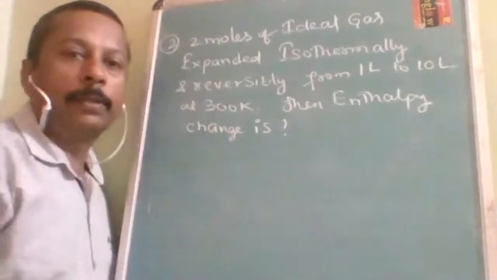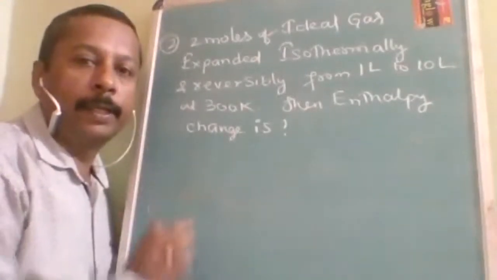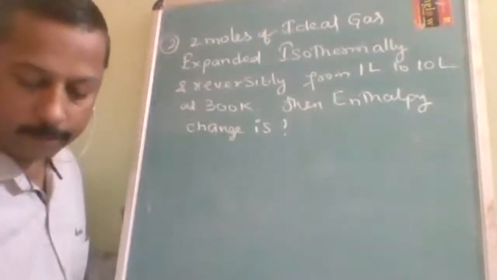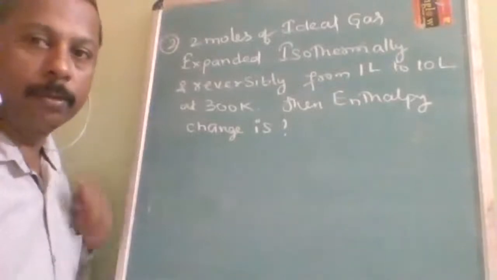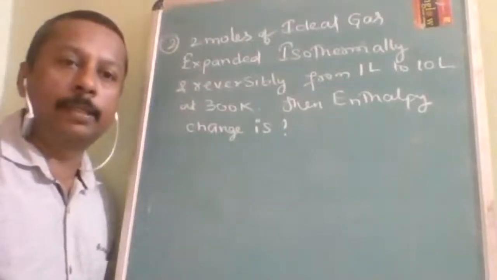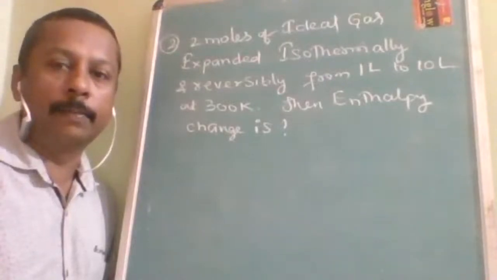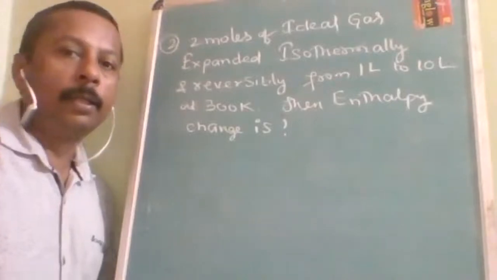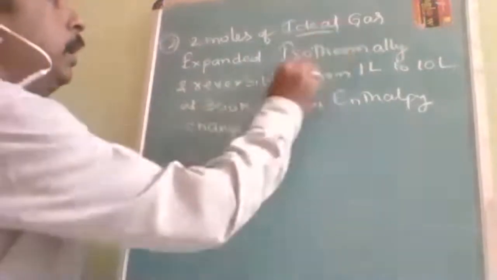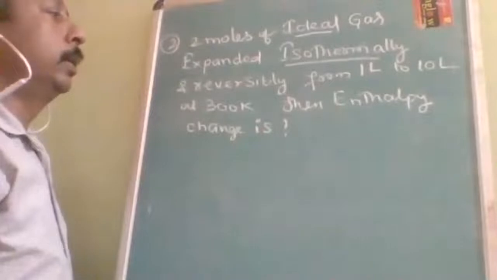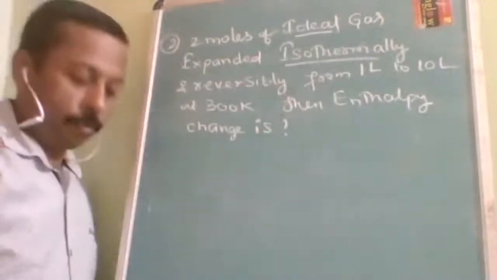Now this is just a previous entrance question. Understood? This is why thermodynamics is very difficult, because every word changes the procedure. Here the keywords which you should remember are ideal gas and isothermally.